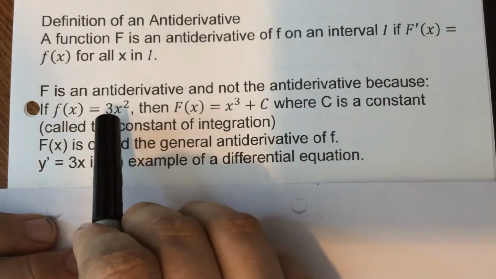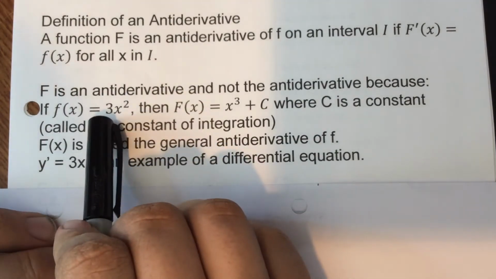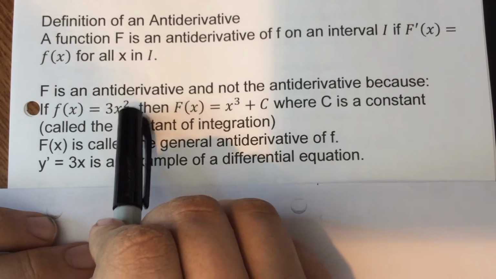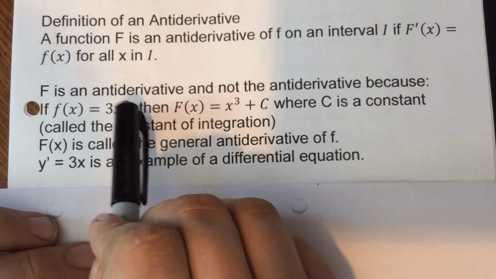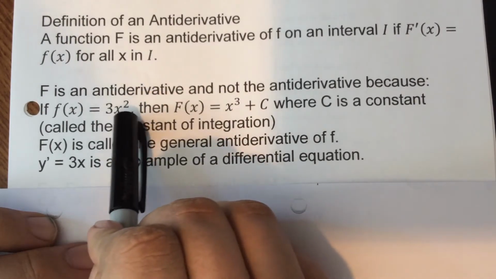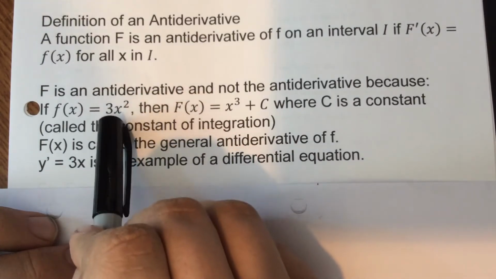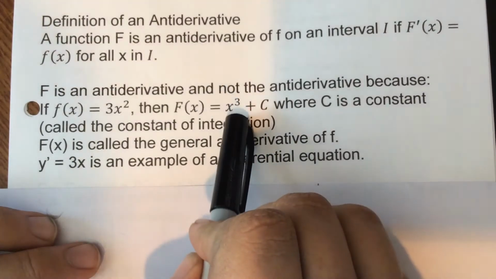So, think we did the derivative, we got 3x squared. Well, what was that original equation that got that? Well, we would have taken the exponent, brought it down, and subtracted 1. So if we go back, we add 1 to the exponent, and we divide by that number. So going backwards, that would have got us x cubed.